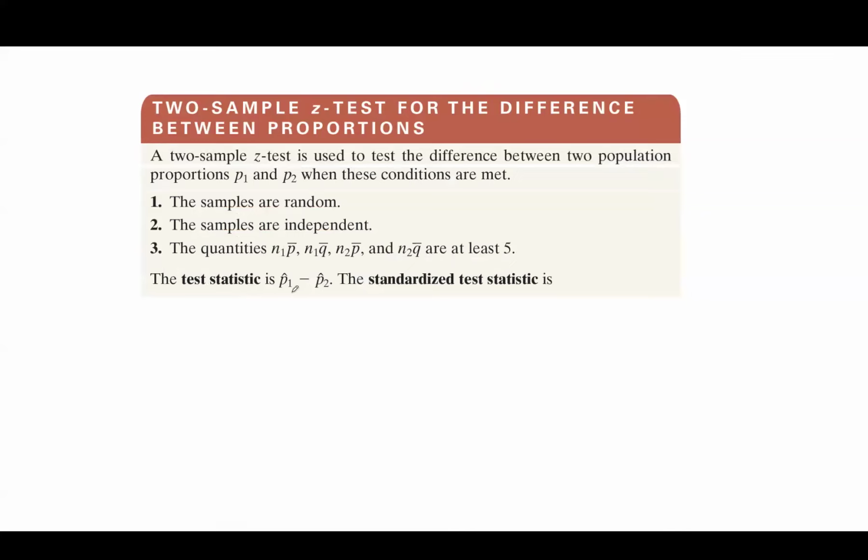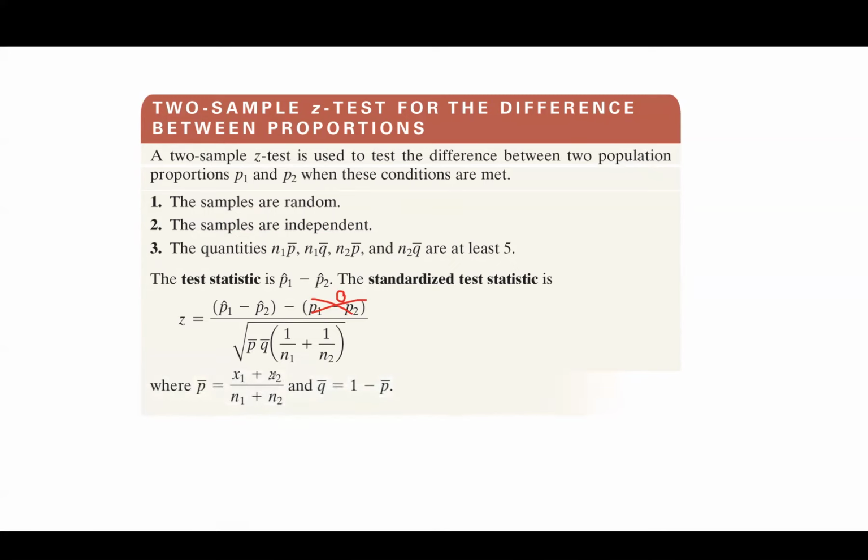The test statistic is the difference between sample proportions, and the standardized test statistic can be written as Z, which is the difference between sample proportions minus the difference between population proportions, but this is equal to 0, so you can just specify it as 0, divided by the square root of p-bar q-bar times 1 over n1 plus 1 over n2. P bar is defined as, you take all the successes in the first sample and the second sample, add them together and divide by the total sample size. And q-bar is 1 minus p-bar.